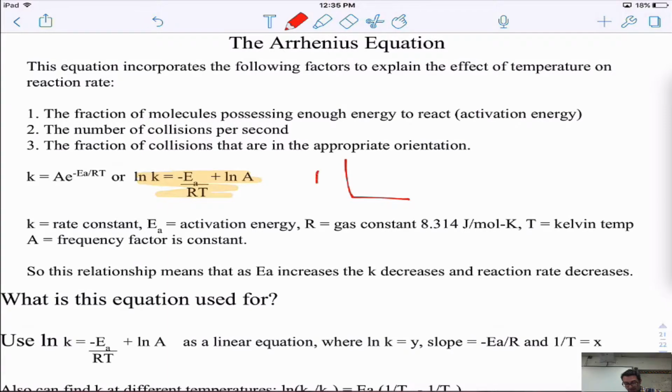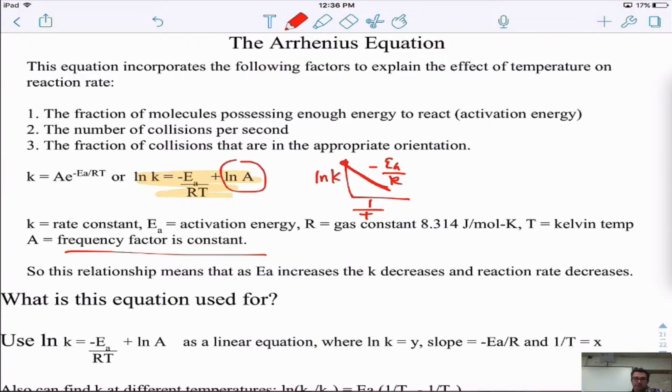Where you can graph the natural log of K versus 1 over the temperature in Kelvin, and you will get a straight line where the slope of the line is negative Ea over R. And so this allows you, if you know the rate constant at different temperatures, any two temperatures, you can find the activation energy. Now there's a special point here where the y-intercept is, and that is ln of A, and that is called the frequency factor, and that's a constant that relates to the equation.